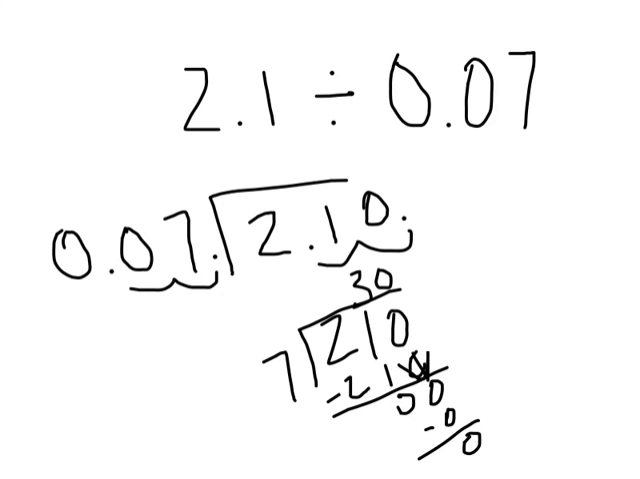2 and 1/10 divided by 7/100 is the same as 210 divided by 7. The answer is 30. Don't forget, when you're dividing a decimal by a decimal, you can multiply the dividend and the divisor, the numerator and the denominator, by the same number to create a whole number division problem.